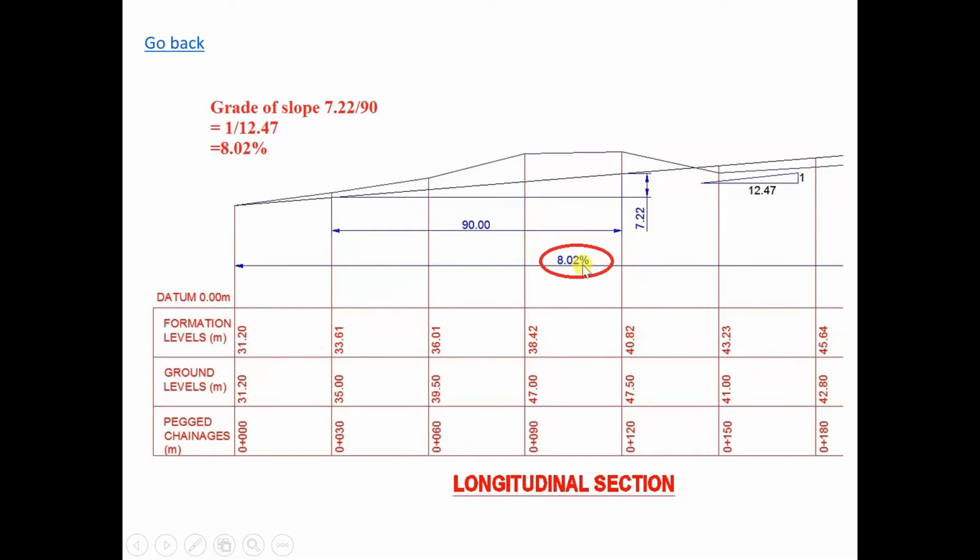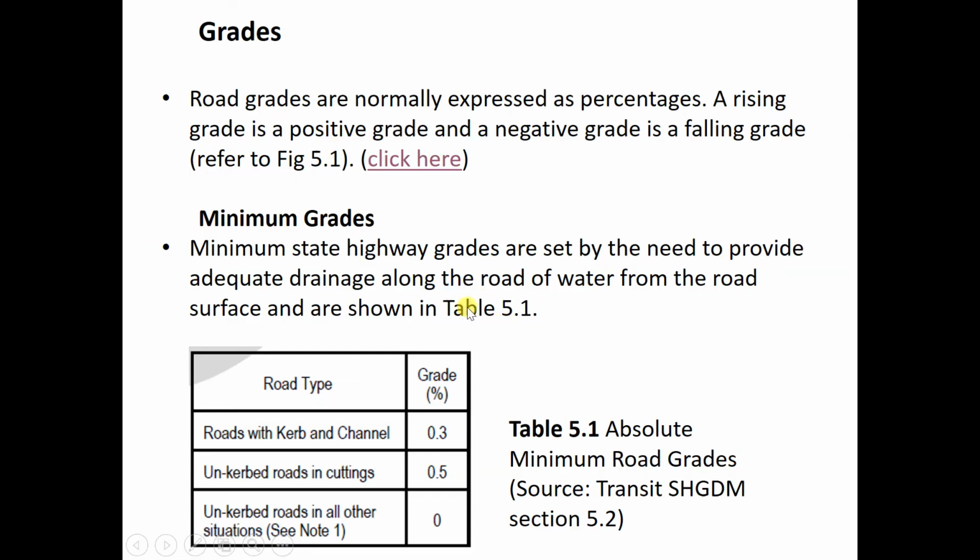So for example, in this one, the grade is 8.02%. This is going uphill, and this 8.02% is actually 1 in 12.47. So this is how we measure the grade of the roads, in terms of percentage or in terms of the ratio 1 in.